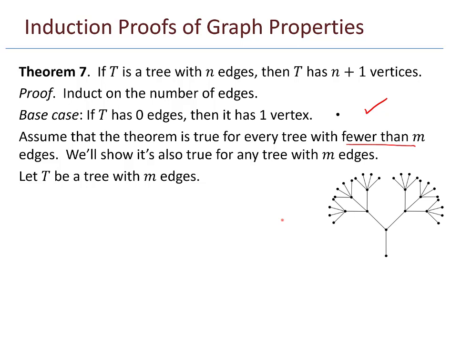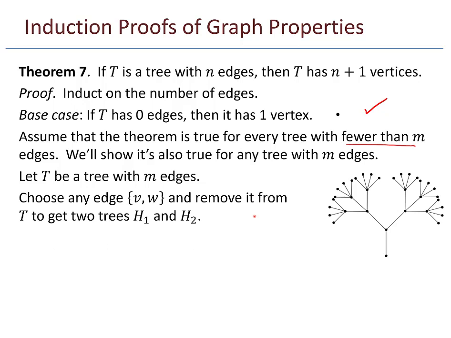There we go. There's a picture of my tree T. Let's choose any edge, VW, and remove it from T. I will label one of these vertices V, and I'll label another one W. And let's remove the edge connecting V and W. Here we go. Fading away. And that's gone. And what I've done is I've ended up creating two different connected components. So there's H1 and H2.